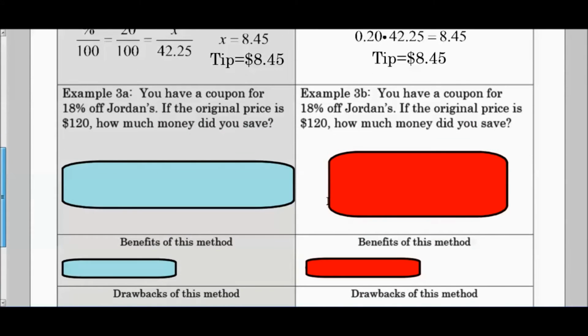Example 3a, you have a coupon for 18% off Jordans. If the original price is $120, how much money did you save? So we're trying to figure out the amount that we saved, the discount we got off of these Jordans.